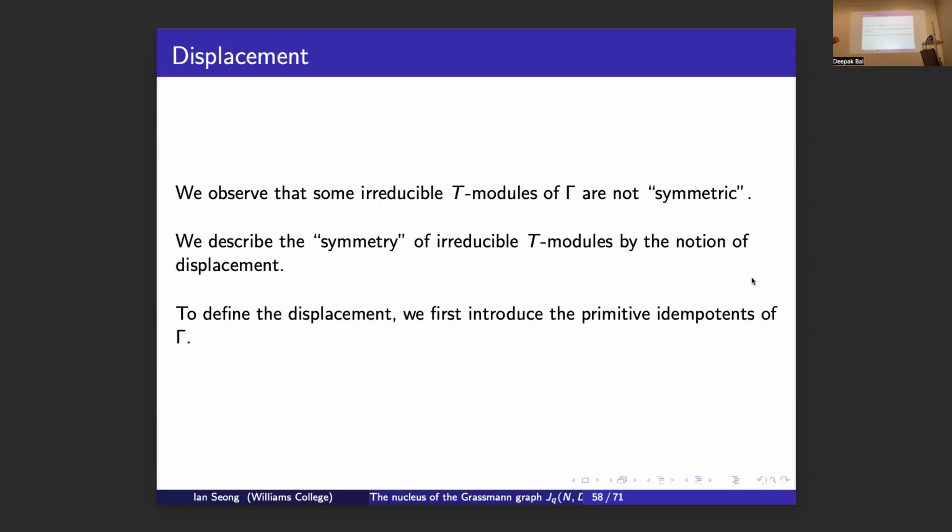Okay, so now I think we're ready to talk about the displacement, which is talking about how far off the irreducible T module is from being symmetric. Like I said, we observed that the T modules are not necessarily symmetric, and now we describe the symmetry using the notion of a displacement. This is where we start to get a little technical. So before we define displacement, we're going to introduce the primitive idempotents of gamma.